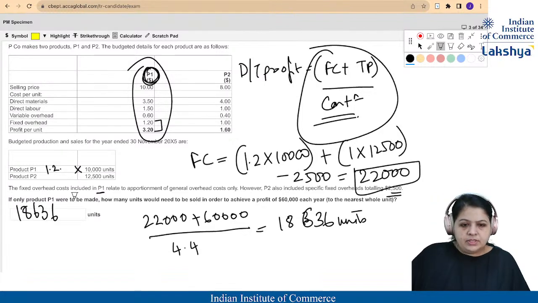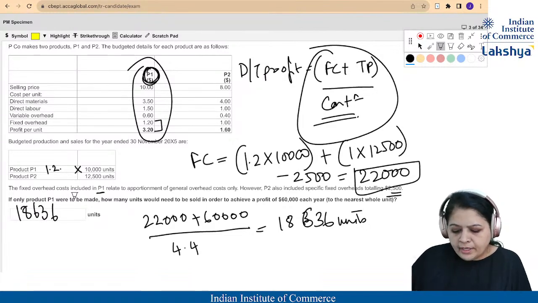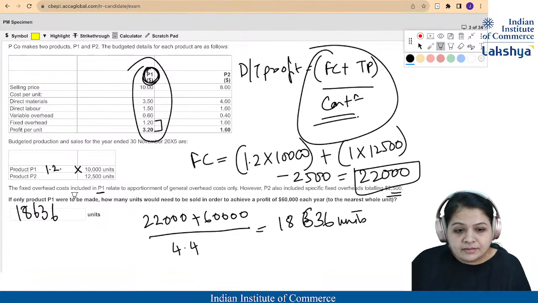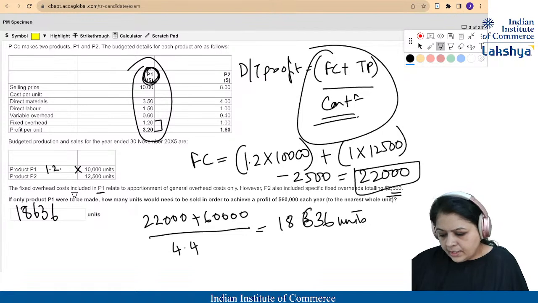18,636 units. I'll just give you a quick recap of what I did. I have taken the fixed cost of the first product, and the fixed cost of the second one, which is the second product, P2, and deducted our 2,500 out of it, which is the overhead cost only for P2, and we cannot put it as a general cost. And then we carry forward with that.